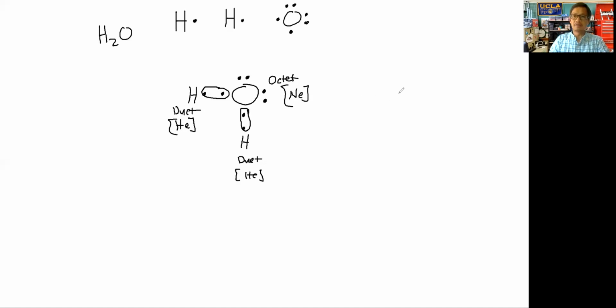Okay. And so drawing the dash structure for this, which is what we want to get into the habit of doing, you have 1 pair here that forms a single bond between hydrogen and oxygen. We have another single bond here between hydrogen and oxygen. So we have 2 single bonds connecting together water.